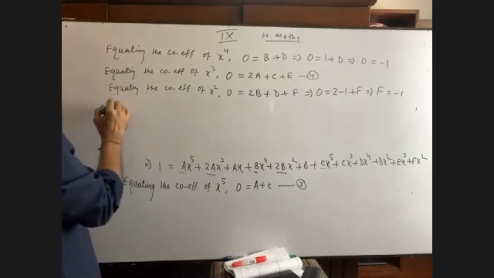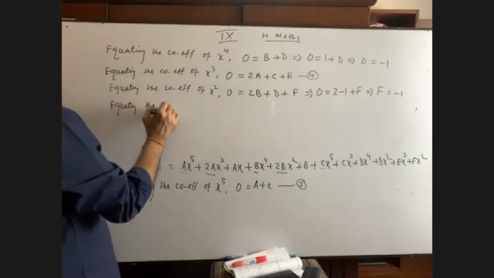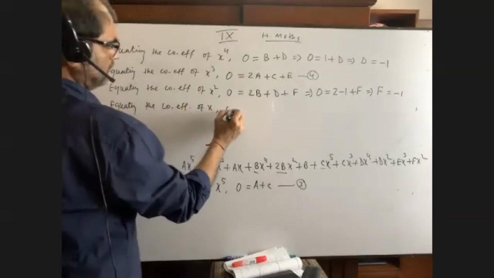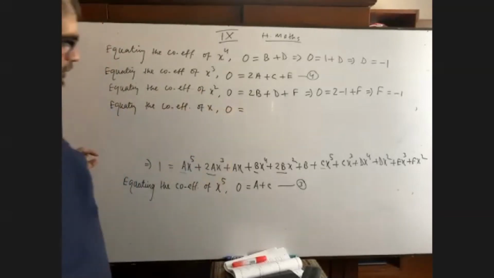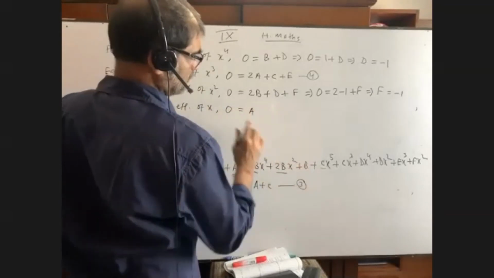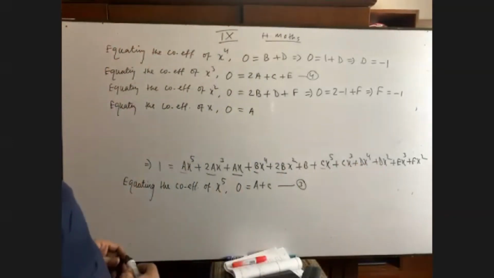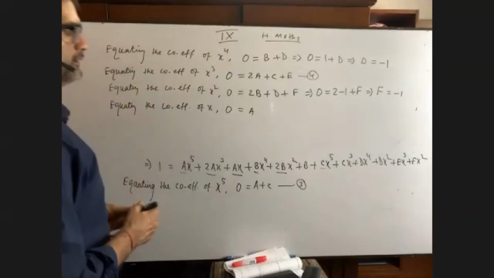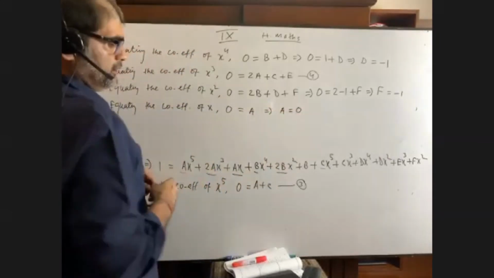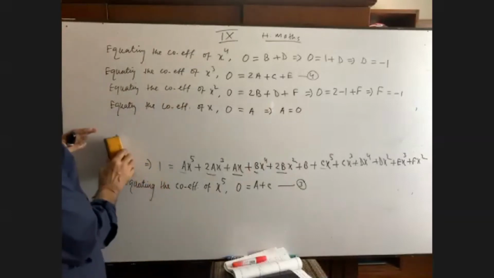Now equating the coefficient of x. 0 is equal to a. So a equals to 0. Okay, so we are done. Now we won't do anything. We are done here actually.